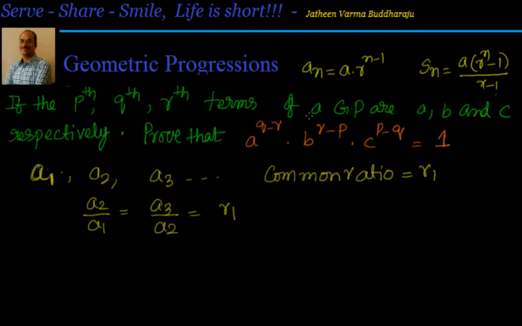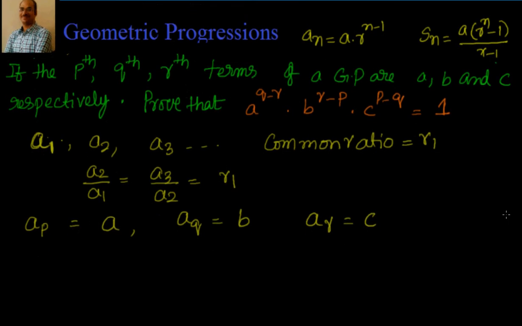Now, the pth term is equal to a. What is the meaning of that? a of p is equal to a. Similarly, a of q is equal to b. Similarly, a of r is equal to c. Now we know the formula to find the qth term, rth term and pth term, right?